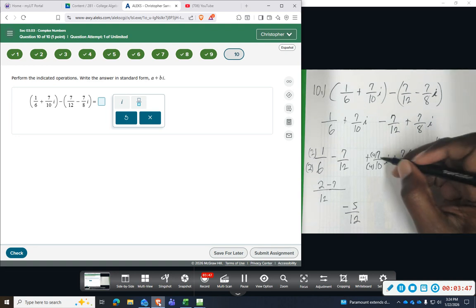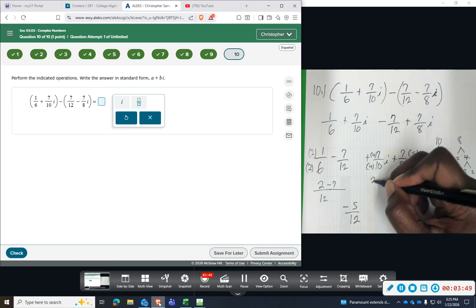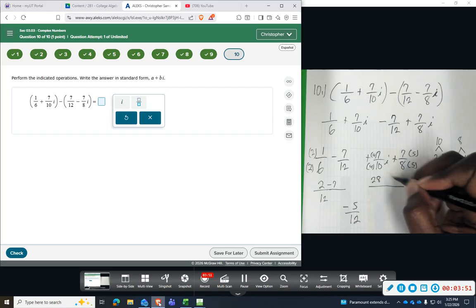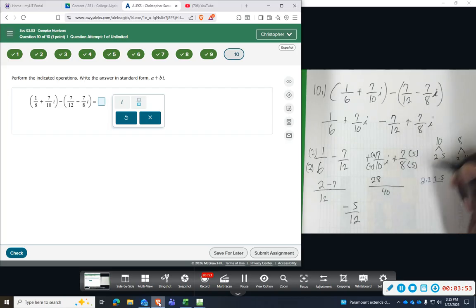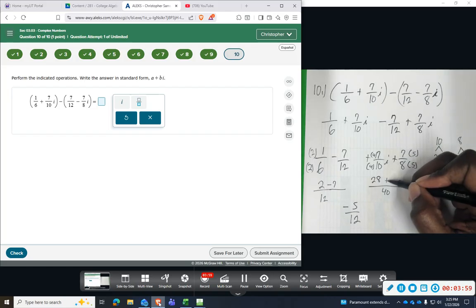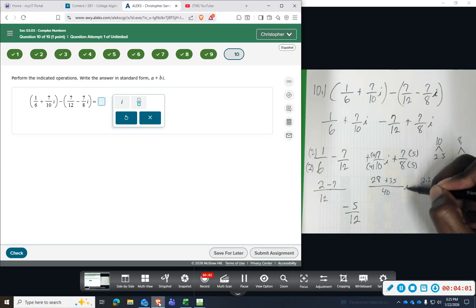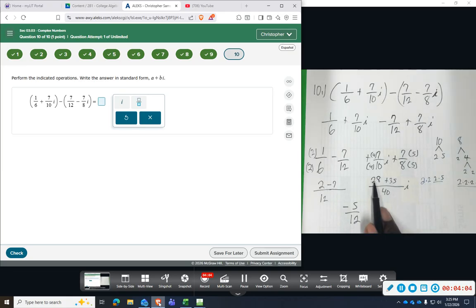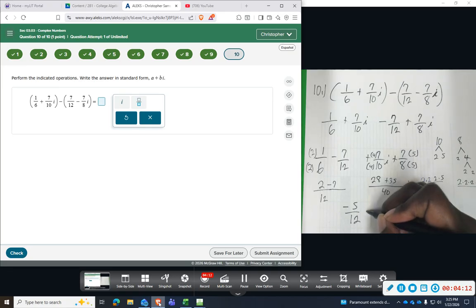So 4 times 7 is 28. 4 times 10 is 40. Same thing, 8 times 5 is 40, so common denominator. 7 times 5 is going to be 35. And this is the imaginary part. So if we add 28 and 35, that gives us 63 over 40.